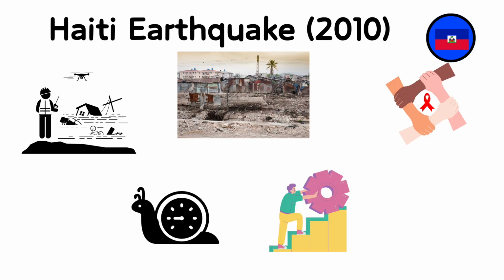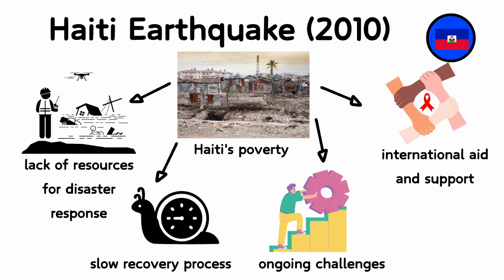This disaster was particularly devastating because Haiti is one of the poorest countries in the world, and it lacked the resources and infrastructure to deal with such a massive catastrophe effectively. The international community responded with aid and support, but the recovery has been slow, and the country continues to face challenges from this disaster.